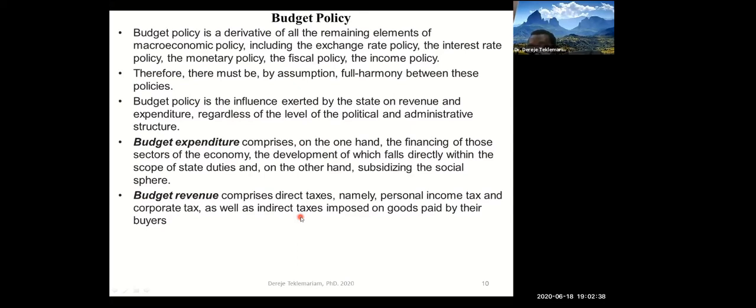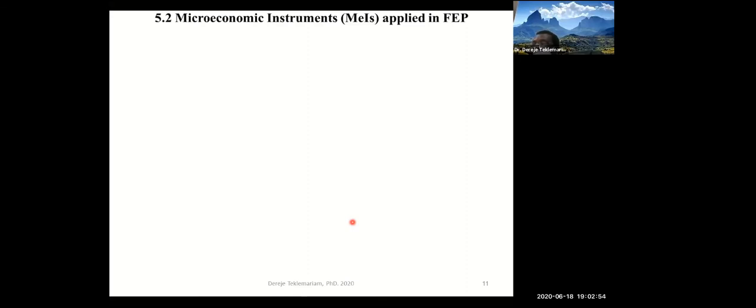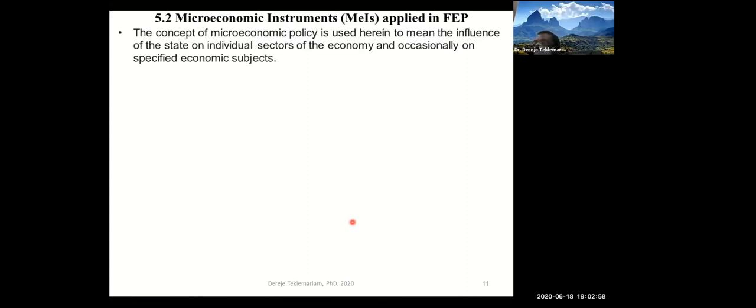Remember, the budget is something domestic. It's a macroeconomic issue, but directly or indirectly it affects what? Directly or indirectly it affects the country's foreign economic policy. So far we have seen the macro level instruments. The second category, which I also covered last time, is the microeconomic instruments.